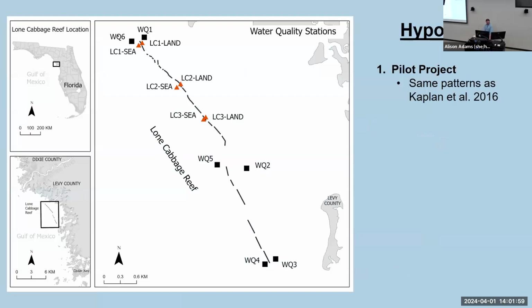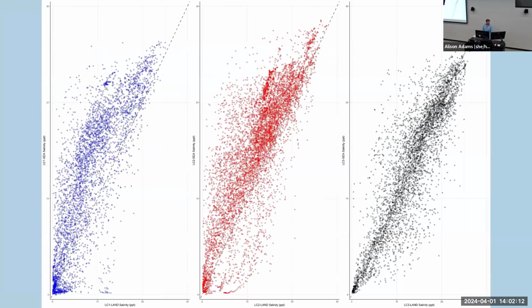And so thinking about the hypotheses for these two different data sets, for the pilot project, we would expect the same patterns as work earlier in the region. So here I'm reanalyzing this daily data at an hourly timescale. And so just looking at that, what we can find is that at this LC1 sensor, a majority of the points are consistently above this dashed line, which is our one-to-one line, indicating some evidence of freshwater detention. And then as we move south in the reef, away from the river mouth, these points become more evenly distributed around this one-to-one line, indicating that there's no real evidence of consistently lower salinities on the landward side.